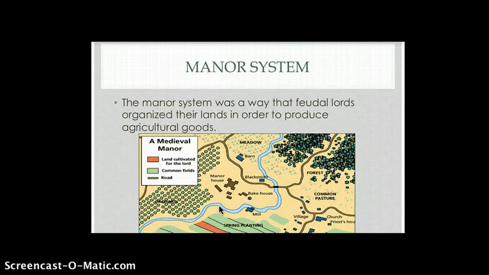The manor system was a way that feudal lords organized their lands in order to produce agricultural goods. As you can see in the picture, you have your manor house where the lord lived. You have an area for the blacksmith. You have spring planting. You have fall planting. You have fallow fields. Usually there'll be a church, a place where the priest lives, and several other places where the serfs would live.